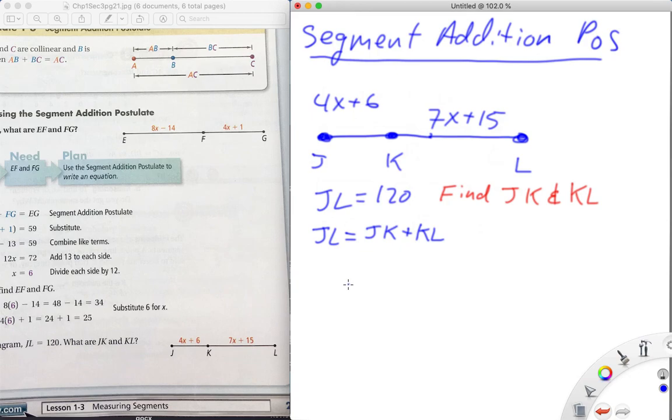Well, I know what JL is. I'm going to use substitution. JL is 120. I know what JK is. JK is 4x plus 6. And I'm going to add what KL is. And KL is 7x plus 15.